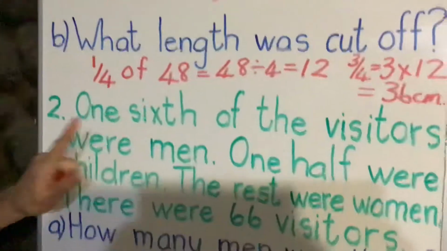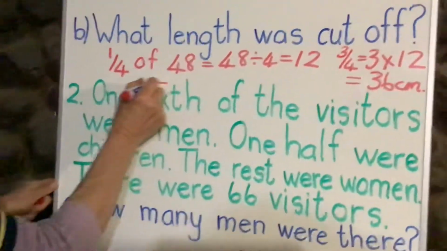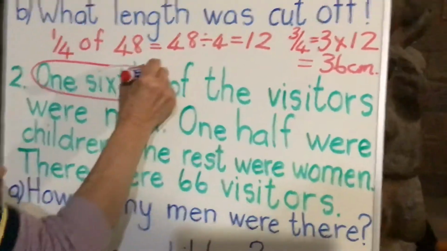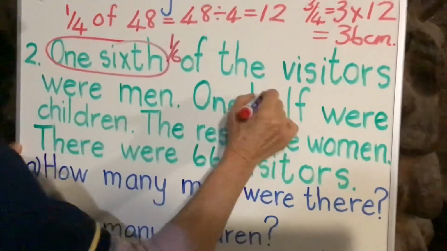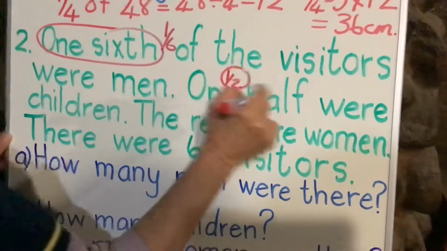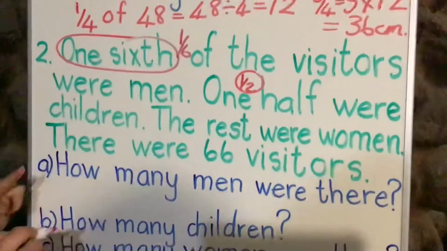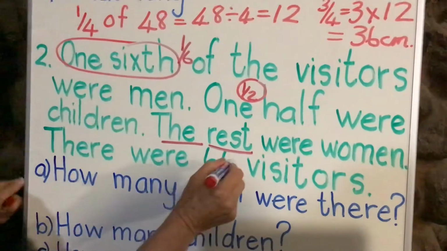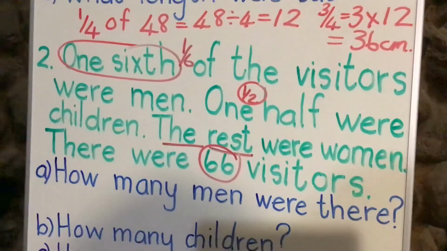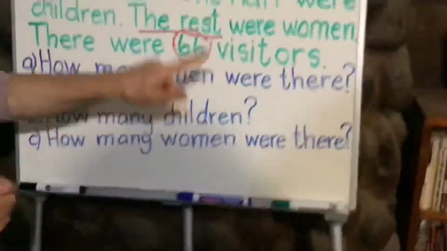1/6 of the visitors were men. Remember, that's the same as 1/6 of the visitors were men. 1/2 were children, and the rest were women. There were 66 visitors. Okay, number 1, how many men were there?